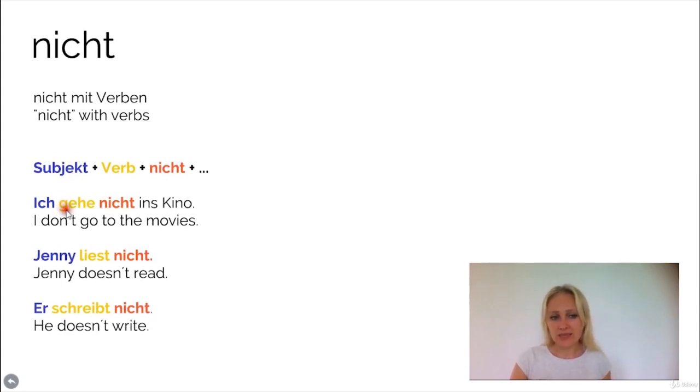So that's why we say, ich gehe nicht ins Kino. I don't go to the movies. Here, Jenny liest nicht means Jenny doesn't read. Okay, so here you don't have a noun anyway, so the only option you have is to use the negation nicht for the verb. Schreibt's nicht, he doesn't write. So the word order here in the basic sentence: subject, verb, and then comes nicht.